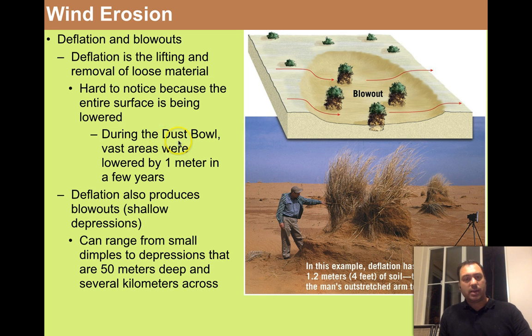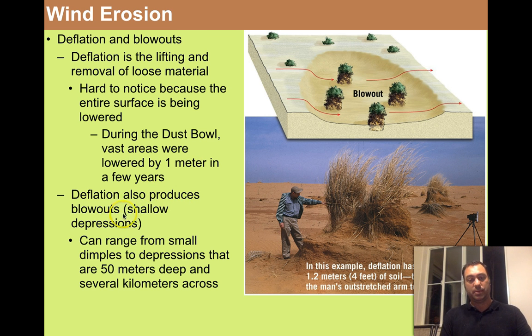Okay. The Dust Bowl was an event that occurred during the first half of the 20th century. It had a major effect on the economy of the United States and much of the world, actually. But during the Dust Bowl, vast areas were lowered by 1 meter in a few years. So in a very short period of time, that topsoil was reduced by, in some cases, over 3 feet, 1 meter. This is really not something you want to see happen.